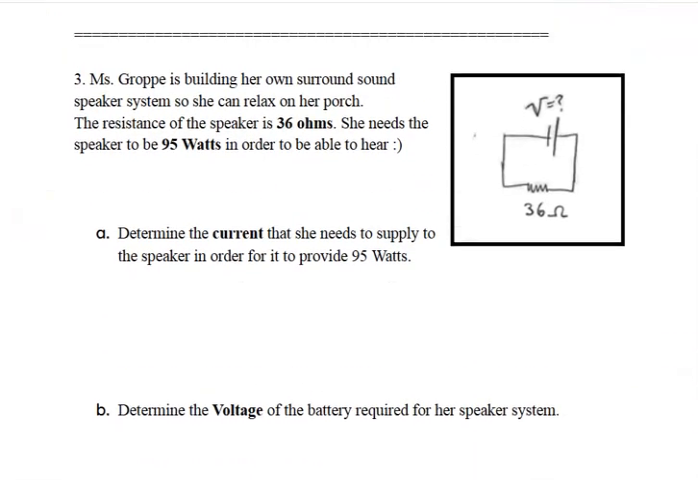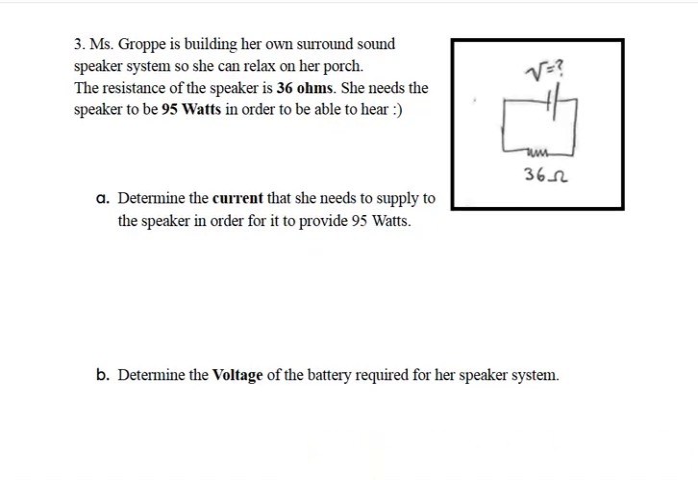All right, number 3. Miss Groppy is building her own surround sound speaker, so she can relax on her porch. And the resistance is 36 ohms, and she needs, I actually wrote this before I had my hearing aids, she needs the speaker to be 95 watts in order to be able to hear. Determine the current she needs to supply to the speaker in order for it to provide 95 watts.